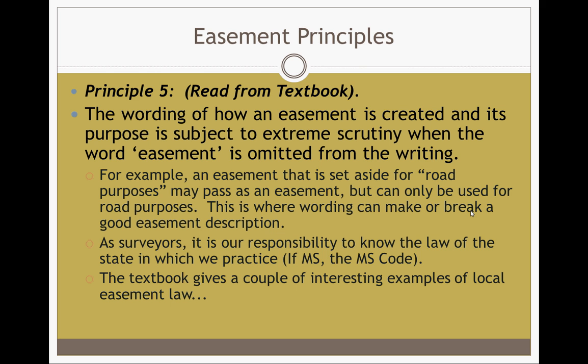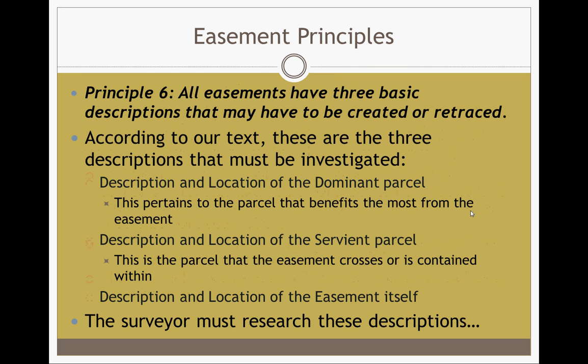As surveyors, it's our responsibility to know the law in the state in which we practice. If we're in Mississippi, then it's the Mississippi Code. And this textbook gives a couple of interesting examples of local easement law. You can see them in the last paragraph in section Principle 5 there on 212. You see where it talks about some of the issues in the state of New York and California. But really, it comes back to we need to understand what these words mean in local law, lex loci, and we need to look at law for our state. So if you're going to work with an easement, you need to be looking at the Mississippi Code and talking about easements.